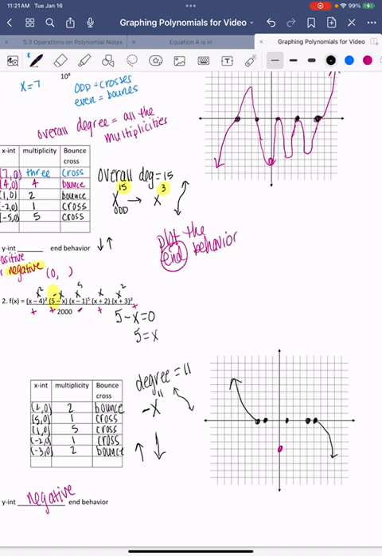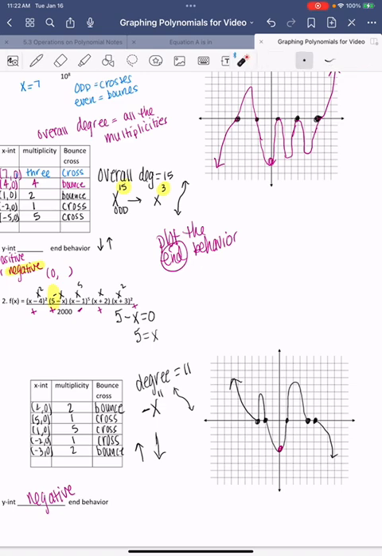And now I'm going to do all my bouncing and crossing. So from left to right or right to left, who cares? At negative 3, I bounce. So I'm going to come down from the left, bounce up, come back up and down. At negative 2, I cross the x-axis. So I'm going to come down, which matches my y-intercept, come back up. At 1, I cross over the x-axis. Come up, how high, don't know, don't care.